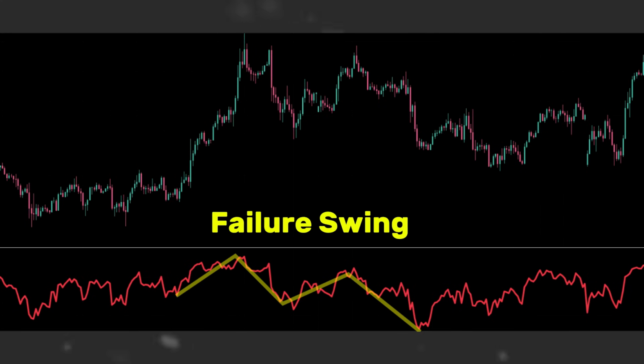It's not a signal. It's not a warning. It tells us the market is losing balance. And when momentum fails, price often prepares for a reversal. That's why professional traders pay close attention to failure swings. Now that you understand what a failure swing is, let's learn the two types, bullish and bearish.